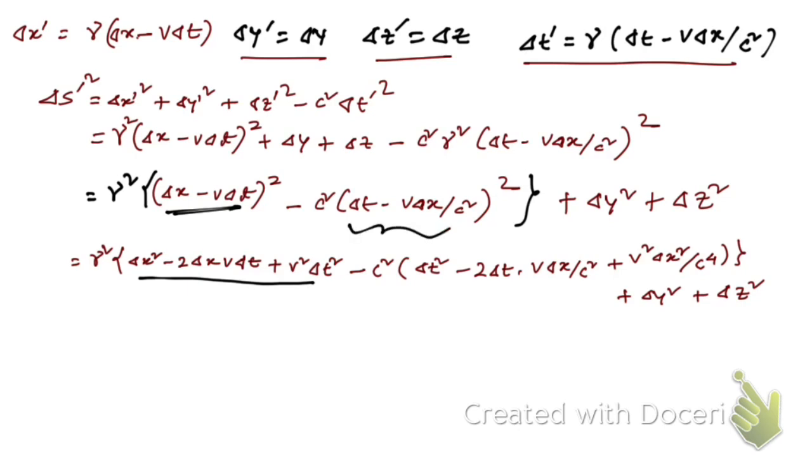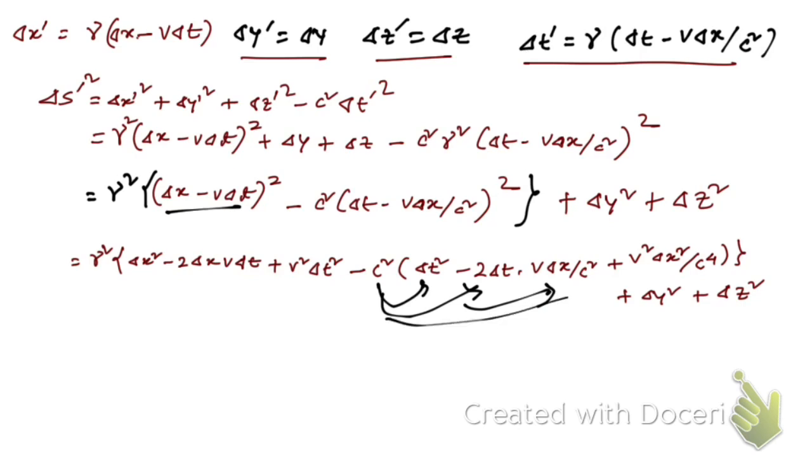And expand it using (a minus b) whole square, then we have got this result, right? So hope you have understood this. Now let's multiply c square with this one and this one, right? So hope you have understood this.